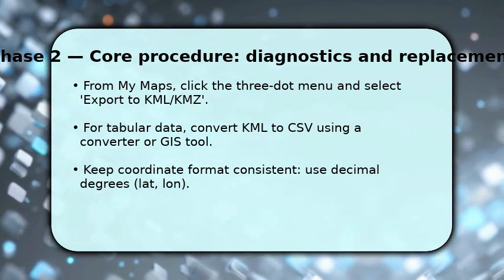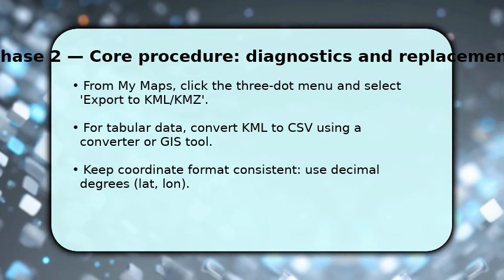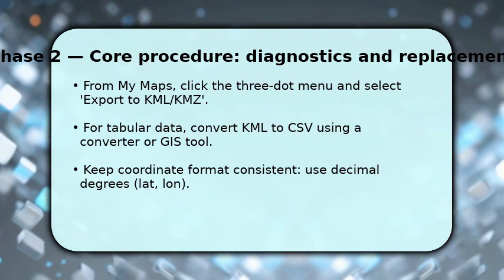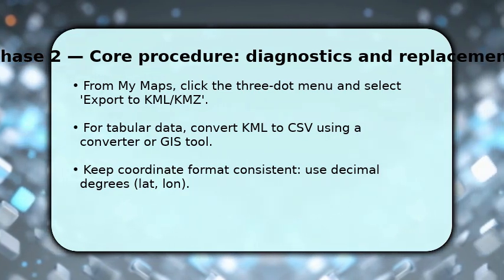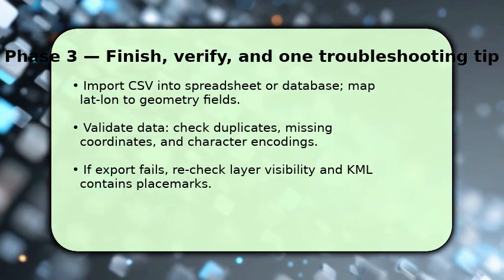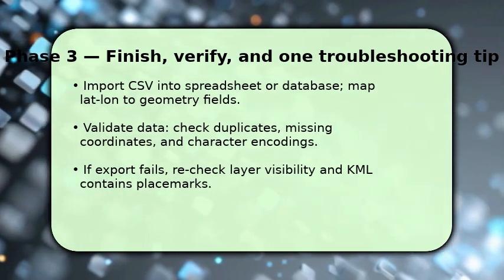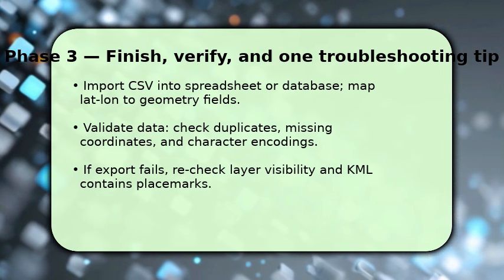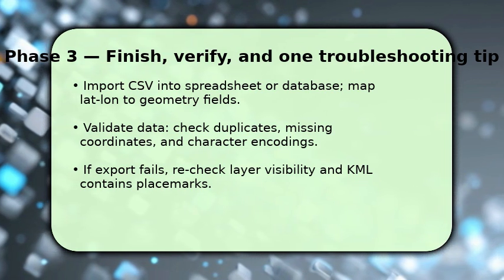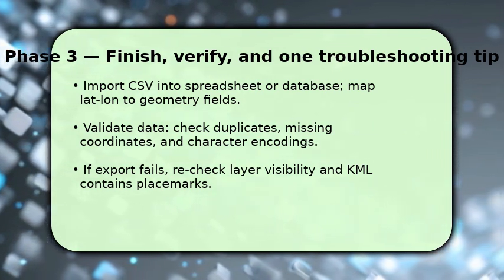Once converted, inspect sample rows for names, addresses, and finish by importing the CSV into your final tool, spreadsheet, GIS, or database, and map latitude and longitude to geometry columns. Then validate, remove duplicates, fix missing coordinates, and ensure UTF-8 encoding for special characters. If attributes are missing, re-export the original KML with all fields visible.